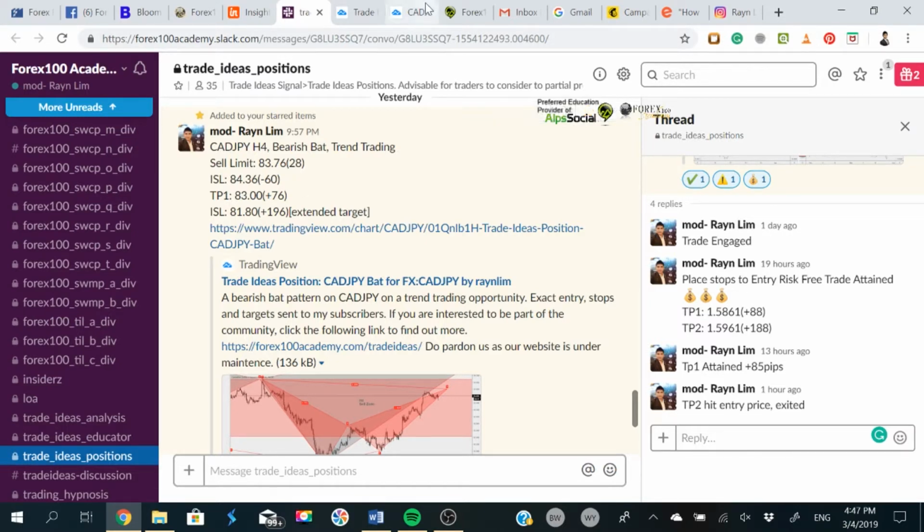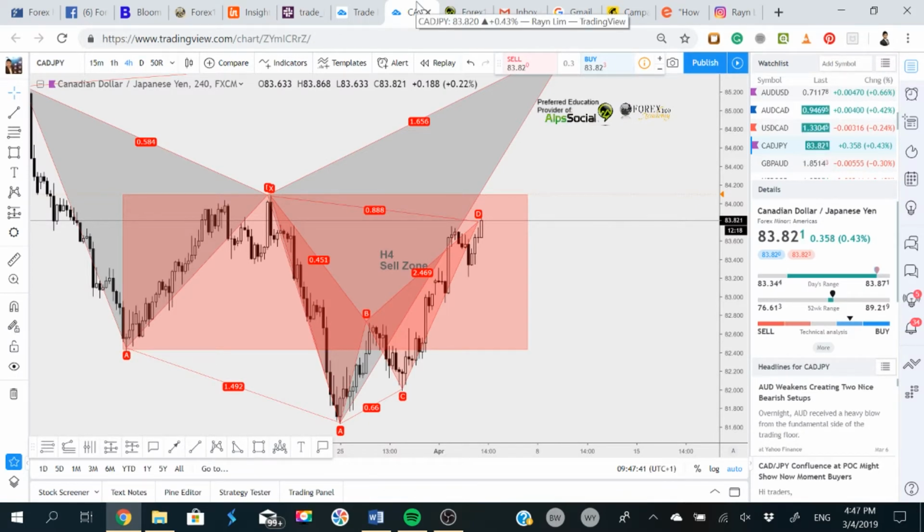If you're not familiar with it, please do not chase the pattern. Let's see how it forms up, and of course, if I were you, I will just wait for the candle close and a confirmation before I engage the trade at this point. All right, so very, very good. This trade has been triggered.